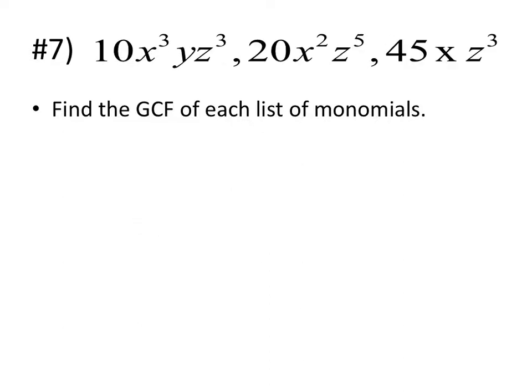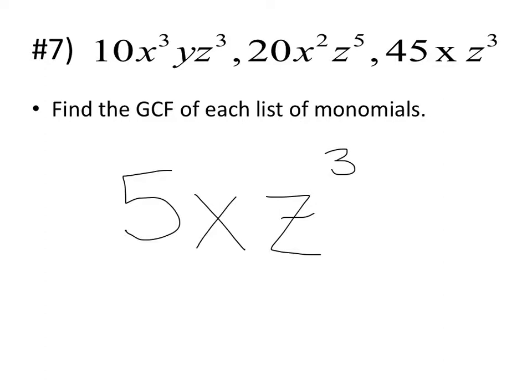All right, so we've got 10, 20, and 45. The highest number that goes into all of those evenly is 5. And then we have x cubed, x squared, and x. So the largest amount of x's is just x to the first power. Then we've got here y. Here there's no y's, and here there's no y's, so y isn't going to be involved. Here we've got 3 z's, 5 z's, and 3 z's. So the largest amount of z's is going to be 3. So our GCF is 5x z cubed.